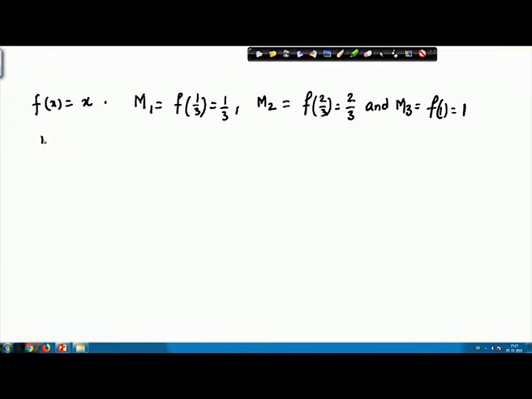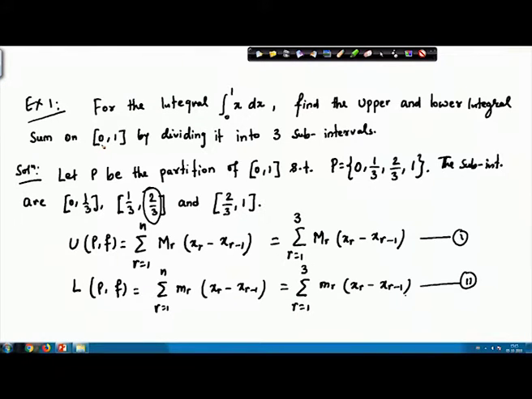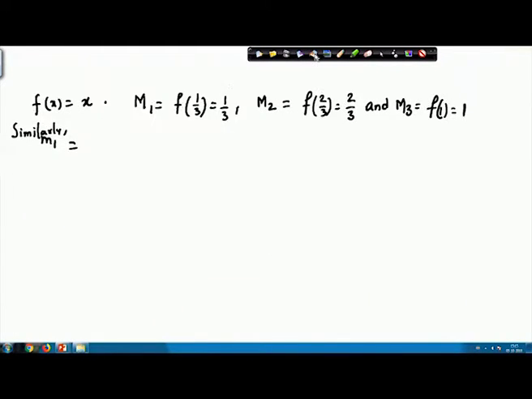Similarly we can calculate small m1. Small m1 equals the infimum of the value at x equals 0, because in this interval the infimum or the lower bound is attained at x equals 0. So we can write f(0) is 0.